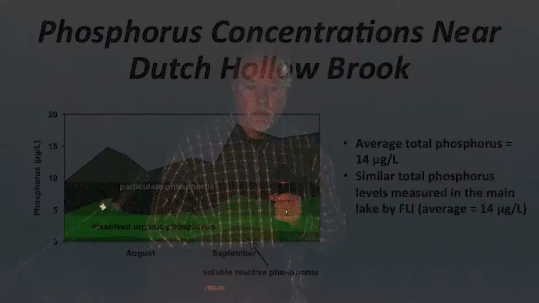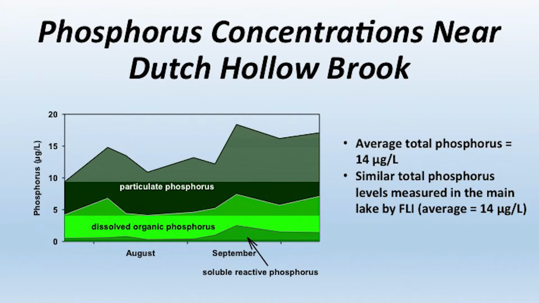Now moving further south down to Dutch Hollow Brook, we found somewhat higher concentrations. Actually, the concentrations were the same as John found out in the main lake, but the fractions stayed about the same. Pretty low levels of soluble reactive phosphorus. Dissolved organic phosphorus remained fairly constant, and there was an increase in particulate phosphorus toward the end of the year, perhaps associated with cyanobacteria.